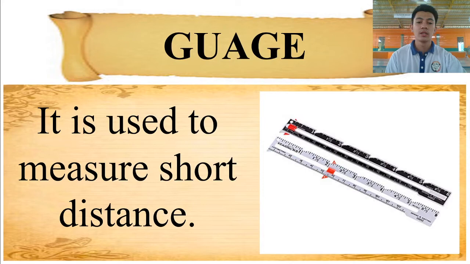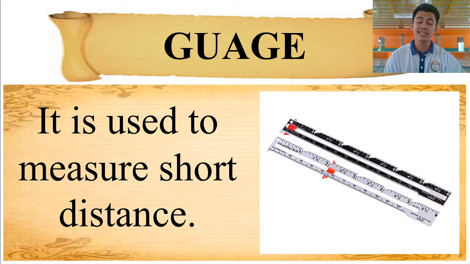Number one, measuring gauge. Measuring gauge, it is used to measure short distance. Measuring gauge, as you can see, is a small ruler with a sliding guide, and it's about 6 inches long. Okay? And one thing more, always remember, never allow your metal gauge to bend, because it will never be retrieved once it was bent or damaged. Hindi mo na siya maibabalik sa dati niya. Okay, tama ba?